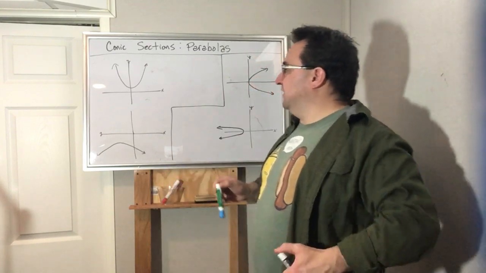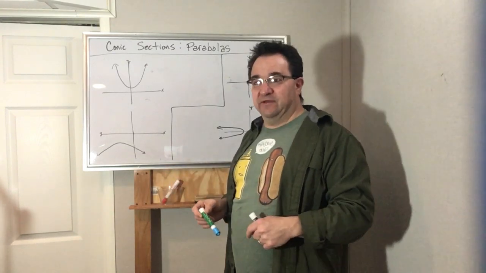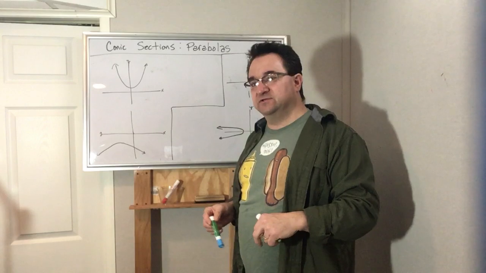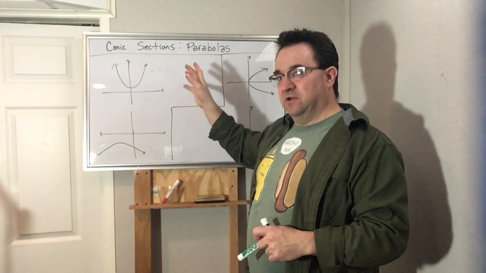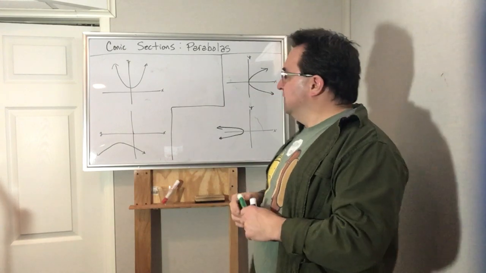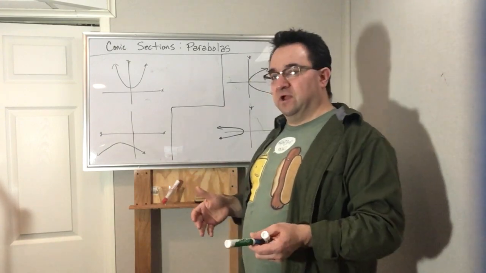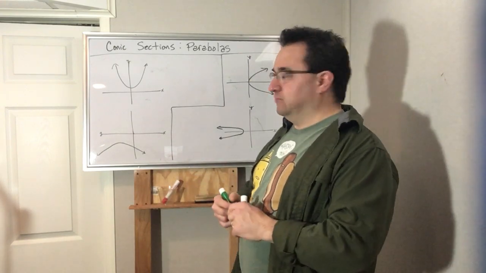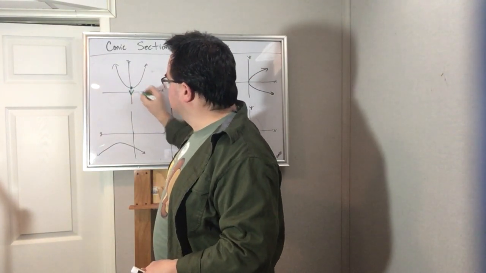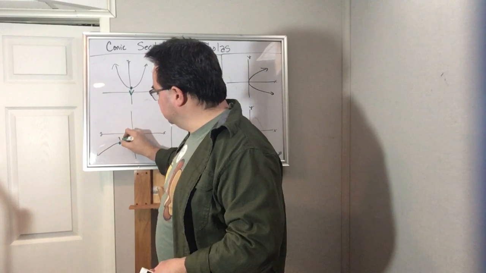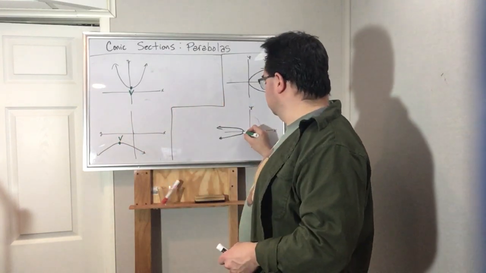So one thing we have to lock down first is the anatomy of a parabola, because when we get the equations, the whole point is the equation tells us what the picture will look like. So what is it that's in every parabola, the anatomy of a parabola? Every parabola has what's called a vertex. The vertex is like the turnaround point.